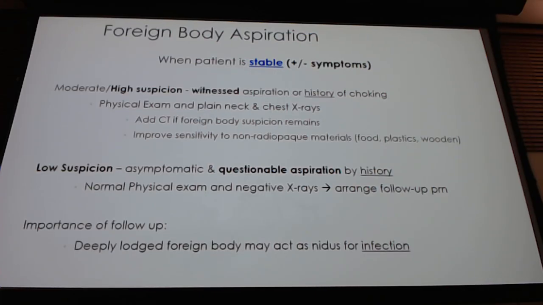That will only show radio-opaque things. So if you're really concerned, and you have a really good, reliable history, then you probably want to consider CT after that. Because these things, especially this one on the left, will form these nasty, nasty abscesses if they're in the lungs and we don't identify them.